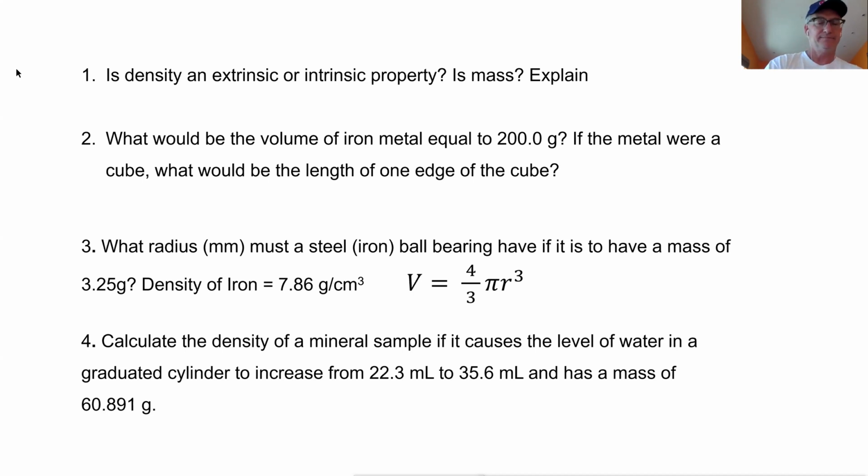So, mass is extrinsic, because it depends on how much stuff I have. If I have 100 grams of aluminum, I have 200 grams of aluminum, I have 300 grams of aluminum. It's all pure aluminum, but I have different amounts of it. So I can't say that mass of aluminum is something intrinsically essential about aluminum. No, you could have any amount of aluminum.